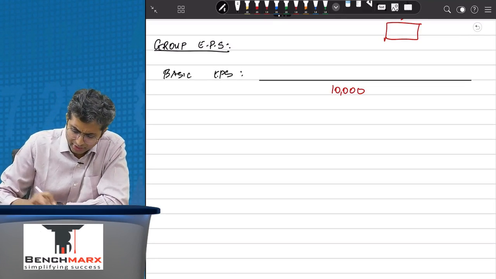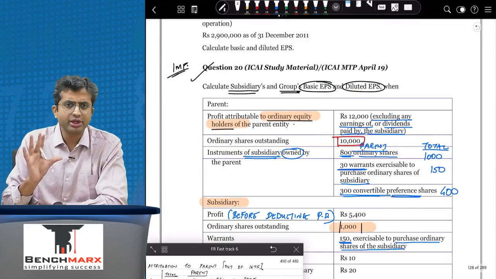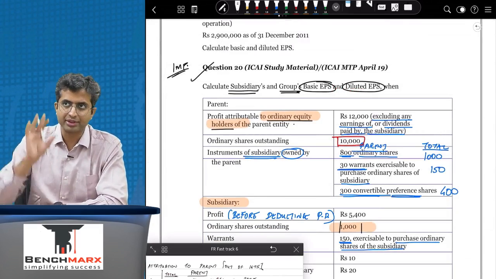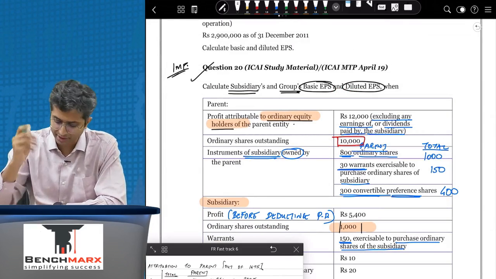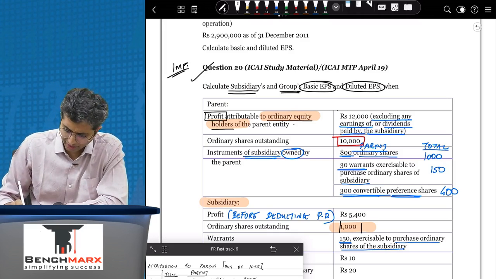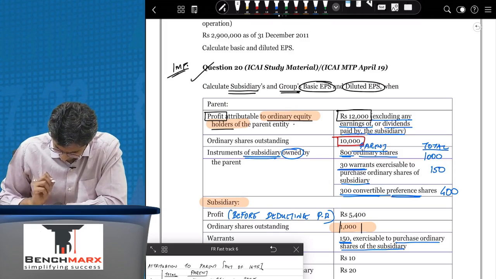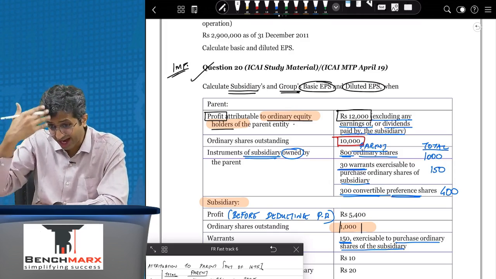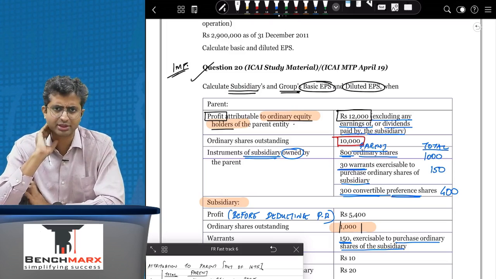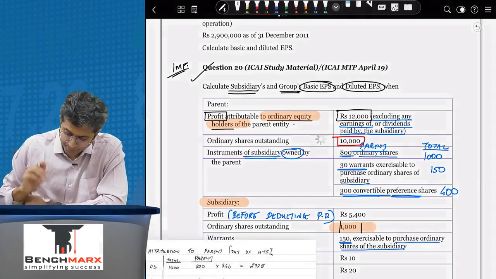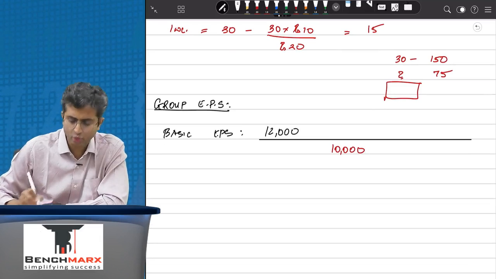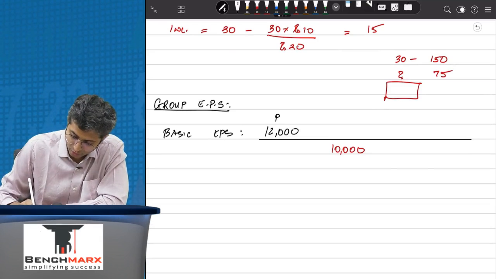So we are going to say that the consolidated profit is definitely going to include the parent's own profit. Let's say Reliance Industries is the parent, Reliance Jio is a subsidiary. So when I look at the profit on a consolidated level, it will definitely include this 12,000, which the parent has itself earned had there been no subsidiary. This is excluding any earnings of or any dividends paid by the subsidiary. So this is purely the parent's own earnings.